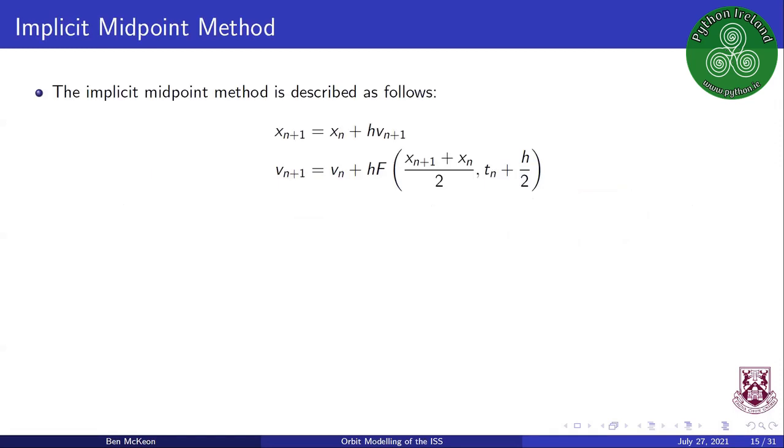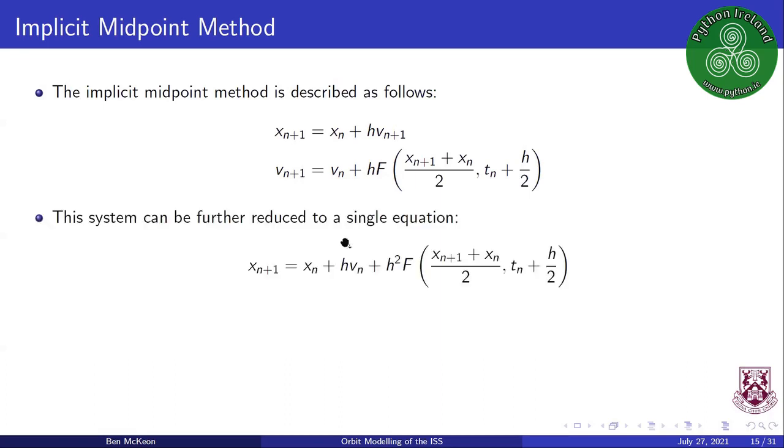Just taking a stab at one of these methods, this is the implicit midpoint method, which is described as follows. This is the equation we use to find the position at any point in time, and this is the velocity. However, if you take a look at this, we see that Vn plus 1 here is equal to this. So obviously we can reduce this all to one equation as follows.